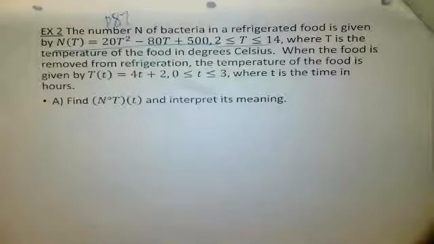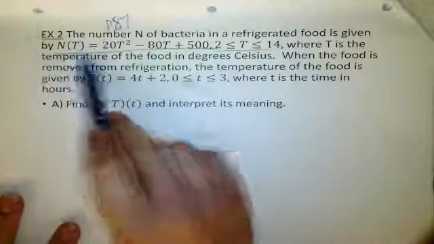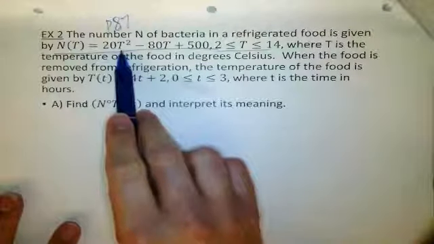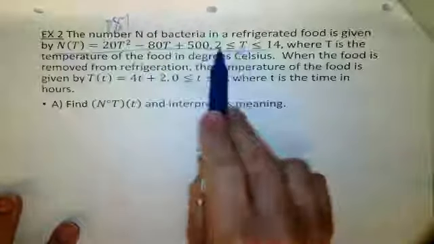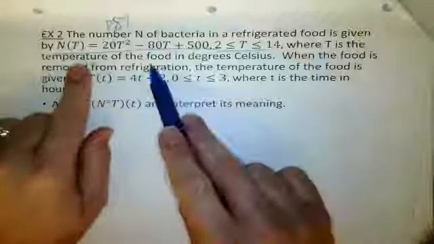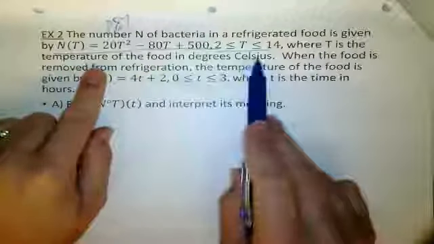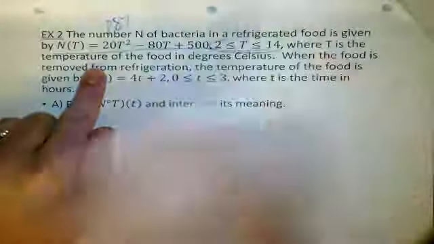So here we go. The number N of bacteria in a refrigerated food is given by N of big T equals 20 big T squared minus 80 big T plus 500. T is between 2 and 14, where big T is the temperature of the food in degrees Celsius. So what does this whole thing, what is that referring to?